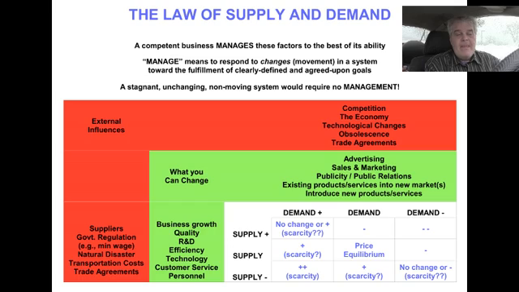And I'll just read those again. A competent business manages these factors, all the things you see in green and red, to the best of its ability. And that's what a company does, a competent business. That's what management is supposed to do. Then to manage means to respond to changes in a system toward the fulfillment of clearly defined and agreed upon goals. And again, the agreed upon goals are usually going to be set at the higher levels of management, regardless of the size of your company. And again, depending on the size, middle management, lower management is going to set and meet tactical goals to reach these strategic goals. And then, of course, a stagnant, unchanging, non-moving system would require no management.